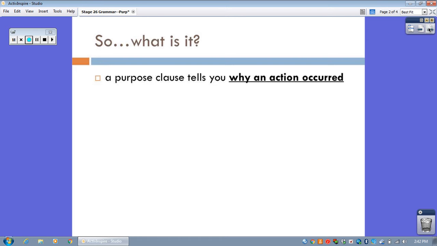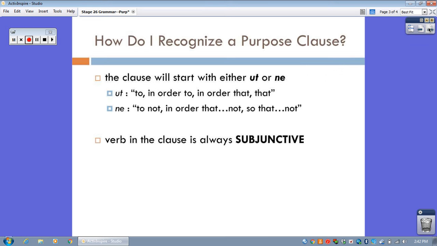at how to recognize a purpose clause in Latin. Well, this is also pretty easy. The purpose clause will always start with either one of two words, ut or ne. Now, ut is a brand new Stage 26 vocab word, and I believe the book defines it as in order that or that. Ways that you could also define ut in a sentence are to or in order to. Ne means to not, or in order that not, or so that not.